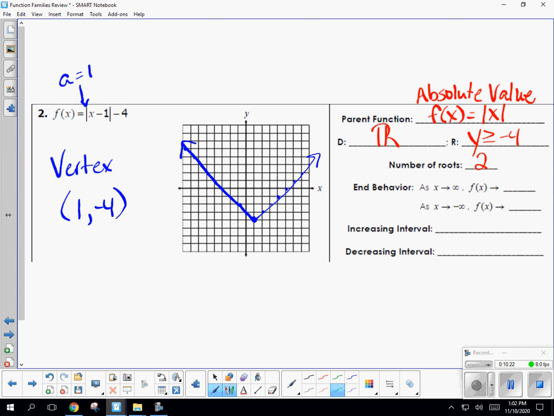My end behavior of this particular absolute value problem: as x is approaching positive infinity, my y's are approaching positive infinity. And as x is approaching negative infinity, my y's are still approaching positive infinity.